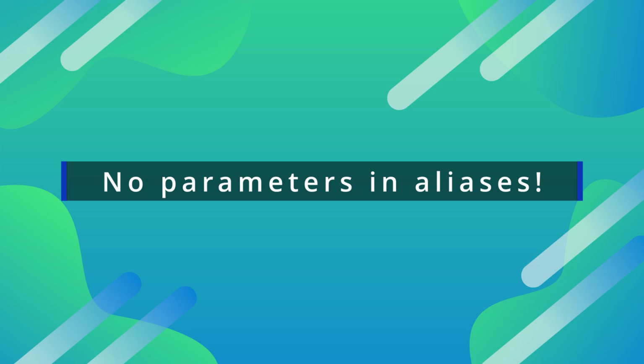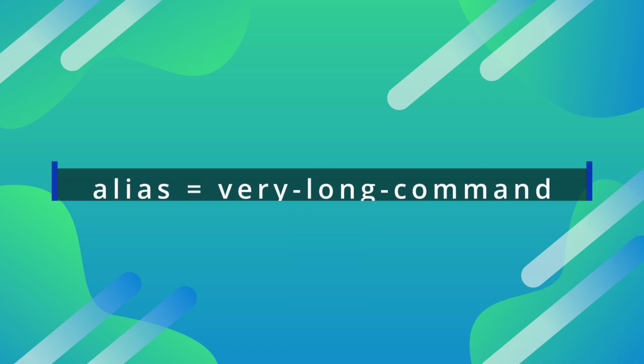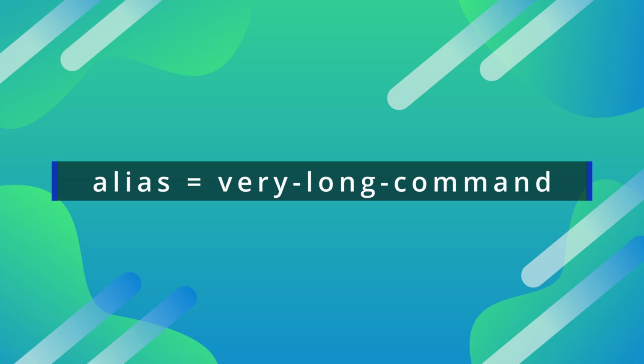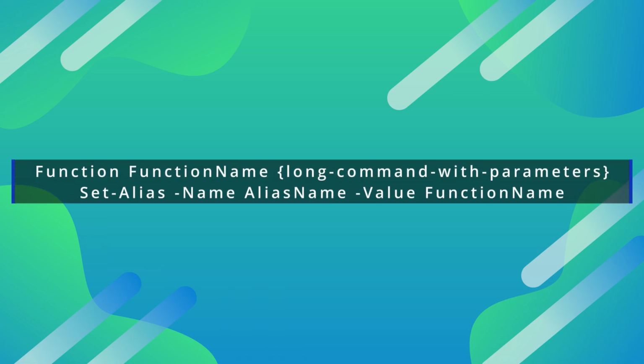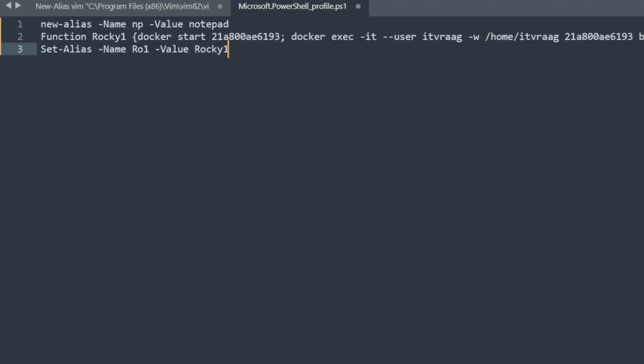Unfortunately, by using the new-alias command, we can only assign aliases to commands that do not contain parameters. But the whole purpose of aliases is to shorten long lines of commands in order to work more efficiently. In order to assign commands with parameters to aliases, we need to use functions and then assign an alias to that function. Let's open our PowerShell profile again.